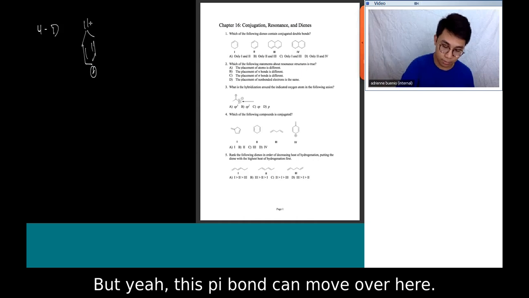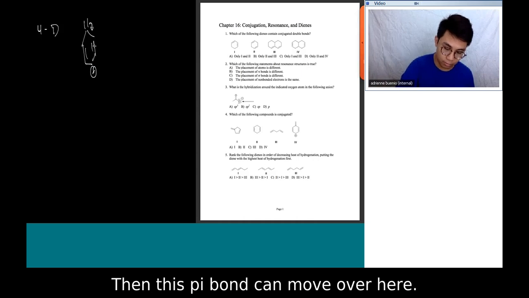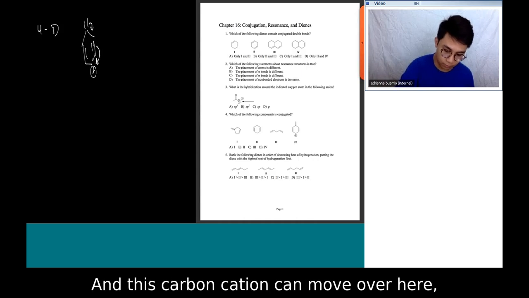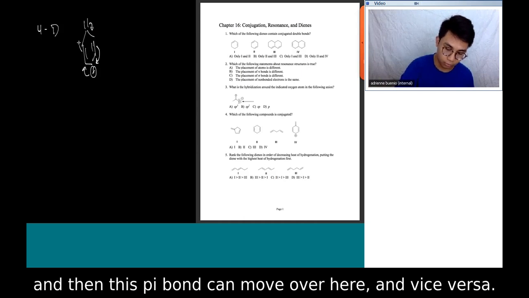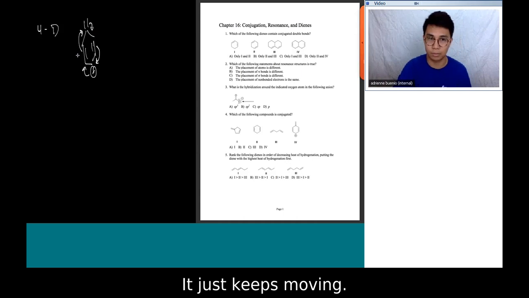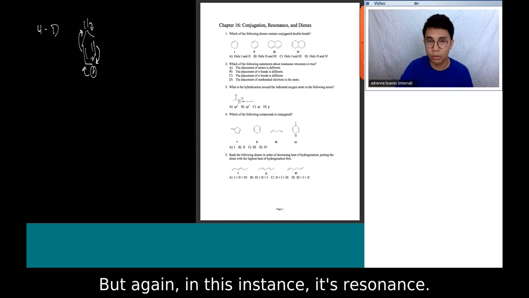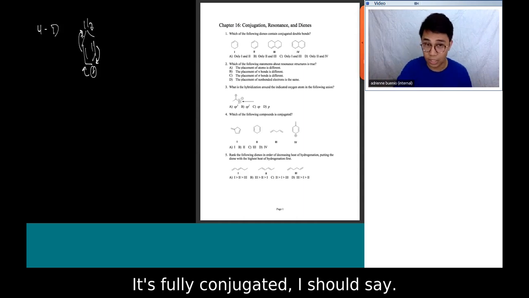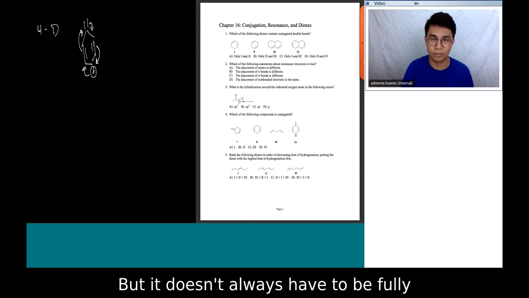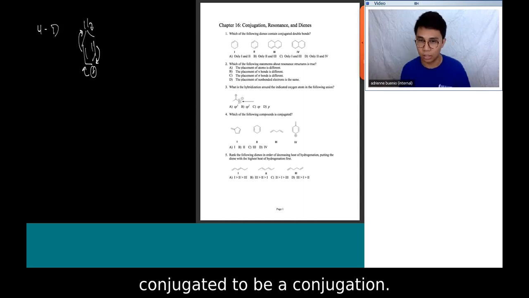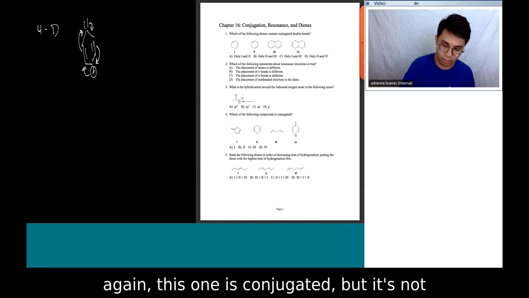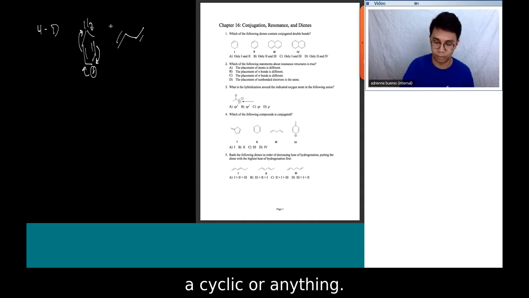But yeah, this pi bond can move over here, then this pi bond can move over here, and this carbocation can move over here, and then this pi bond can move over here, and vice versa, right? Just keeps moving. But again, in this instance, it's resonance. It's fully conjugated, I should say. But it doesn't always have to be fully conjugated to be a conjugation, right? It can just be, again, this one is conjugated, but it's not like a cyclic or anything, right?